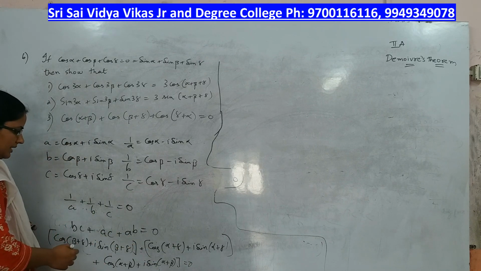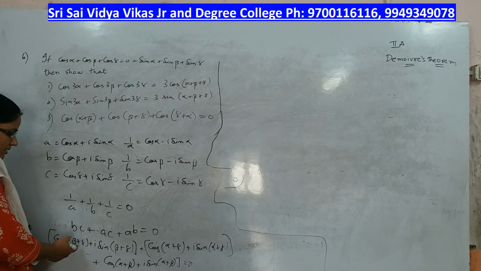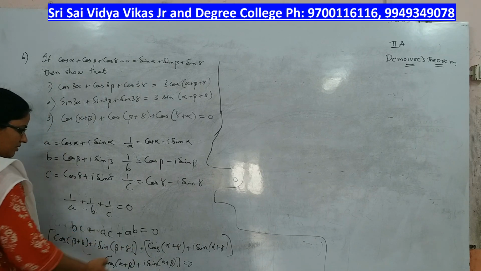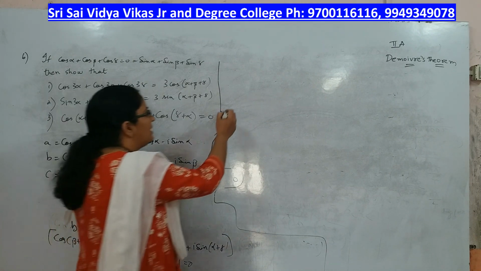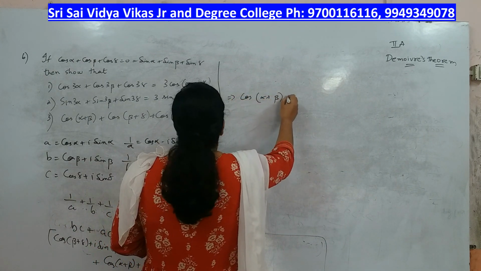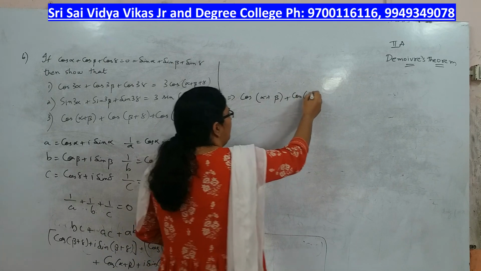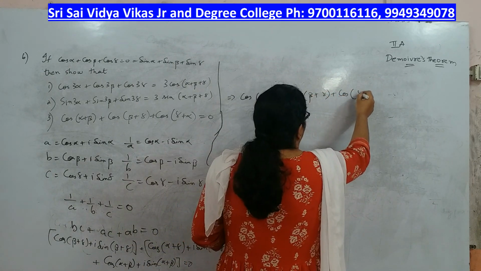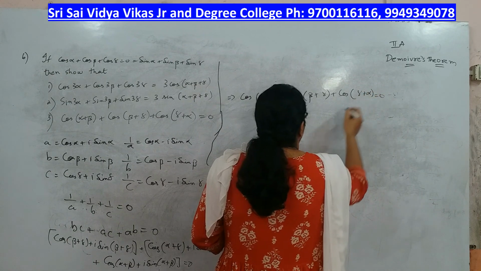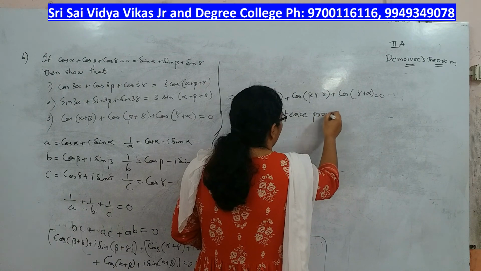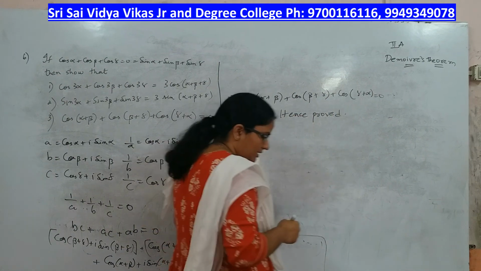So here the sum of real parts is 0, the sum of imaginary parts is also 0. This implies cos(α+β) + cos(β+γ) + cos(γ+α) is equal to 0. Hence proved. It's about this problem.